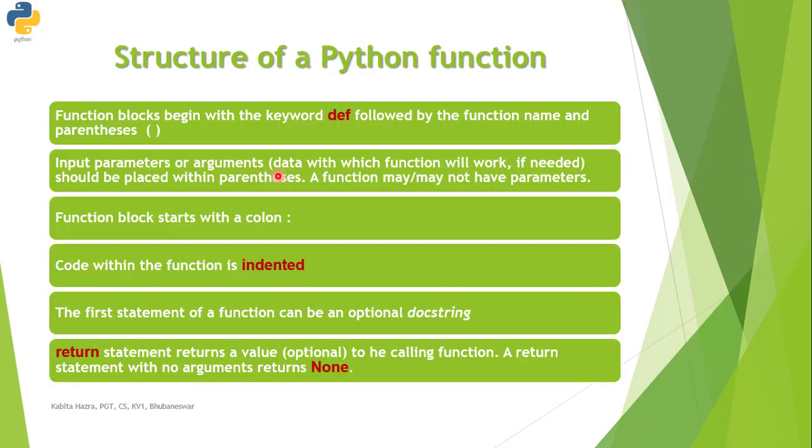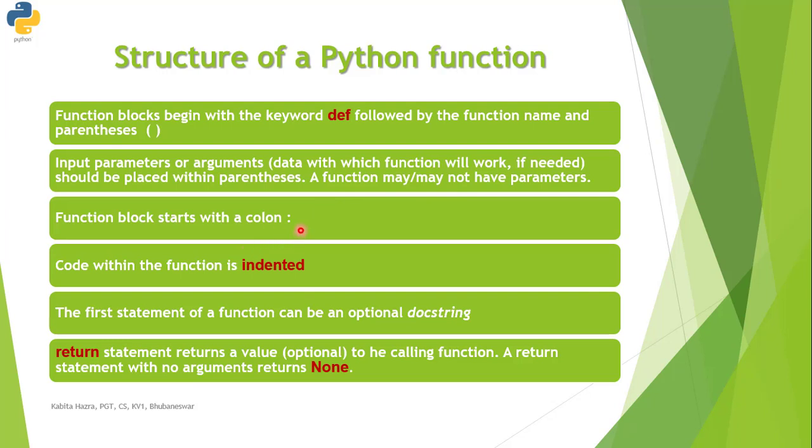So a function block begins with the keyword def. This keyword def should be in lowercase, as Python is case sensitive and def is a keyword. This is followed by the function name and a pair of parentheses, followed by the colon. Now, we can have the input data within these parentheses, known as the parameter list or argument list. A function may or may not have any parameter.